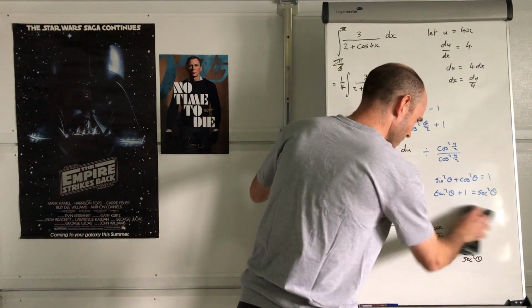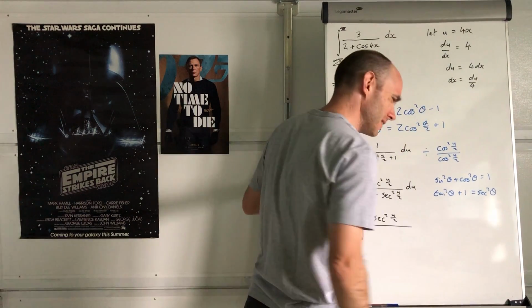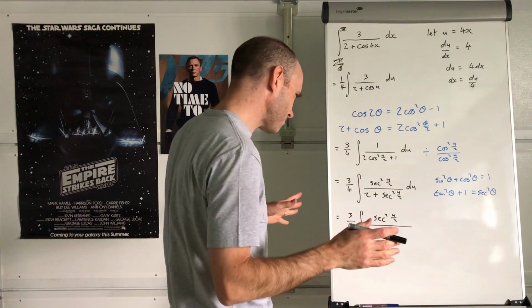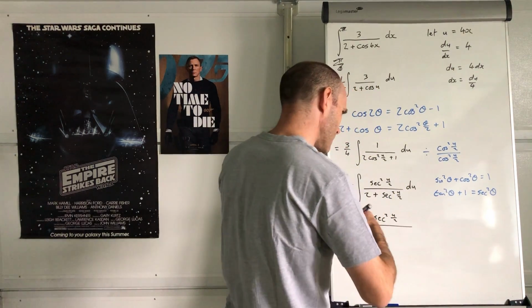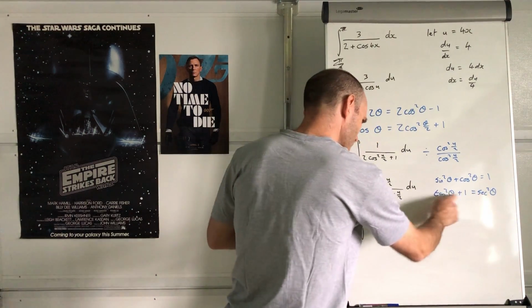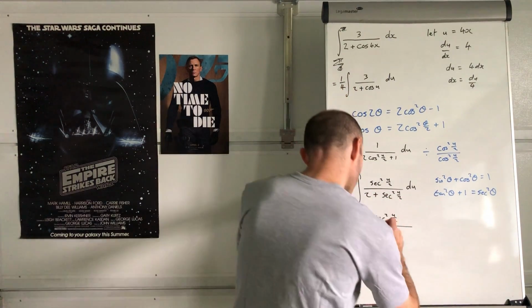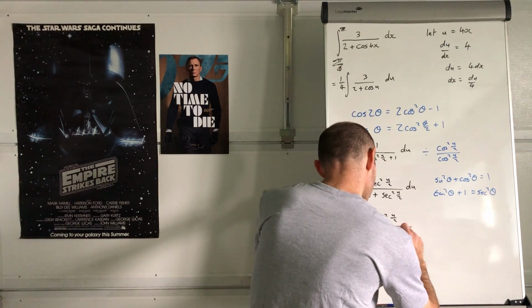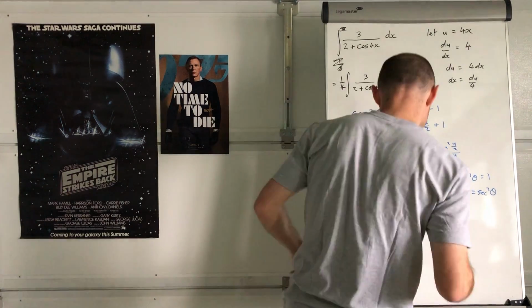If you didn't understand that, don't worry. You're still there, you're still watching. Okay. So I'm going to put this in there, okay? So sec squared theta is tan squared theta plus 1. So when I add on 1, that's going to be 3 there plus tan squared u over 2 du.